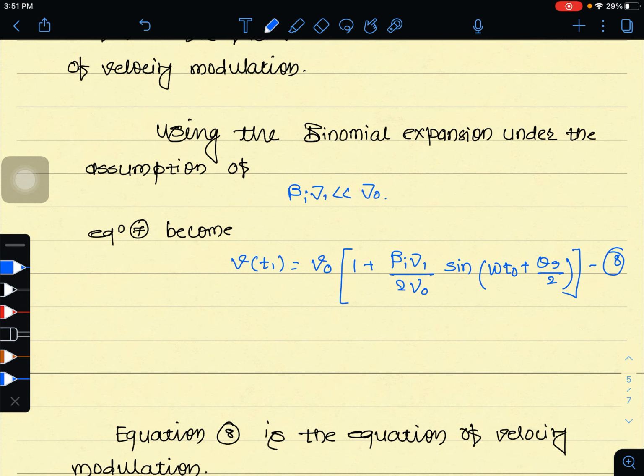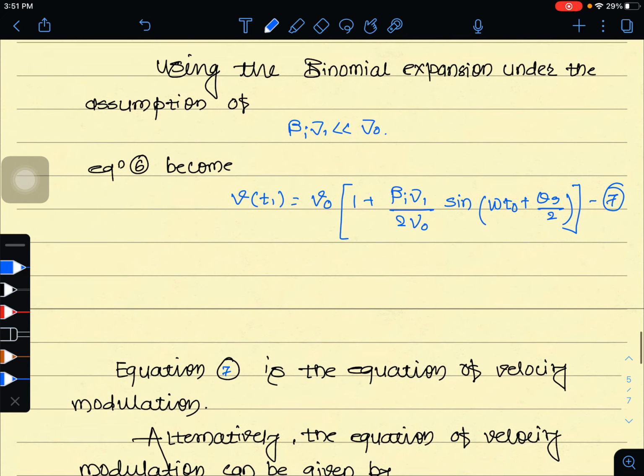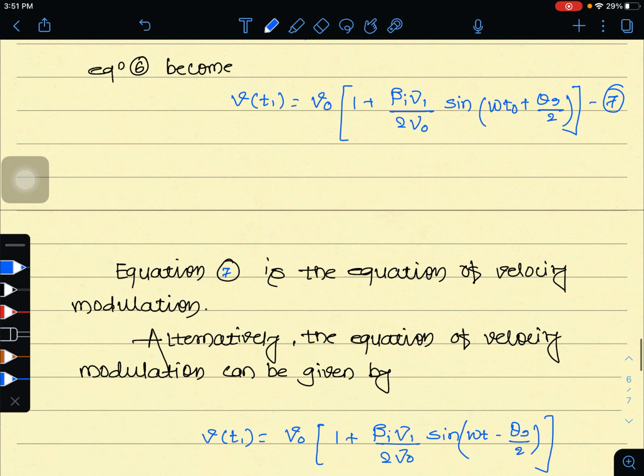We can simply write this equation as, just a moment guys, there are some mistakes here. Okay, so V of t1 is equal to V0 in brackets 1 plus beta i V1 divided by twice V0 sine of omega t0 plus theta g by 2. This is the equation for velocity modulation.